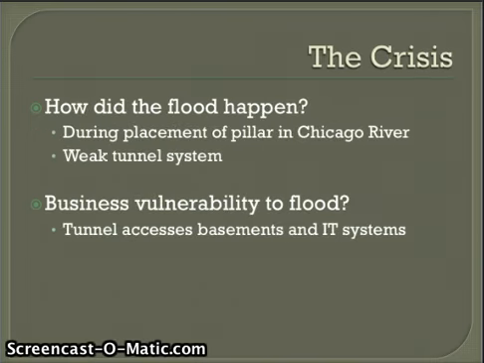So, the crisis. How did the flood happen? Well, Chicago has a series of interconnecting tunnels, known as the Loop, located directly below the Chicago River. The material separating the tunnel from the river was punctured, causing a significant amount of water to rush through the hole and fill the entire tunnel system.